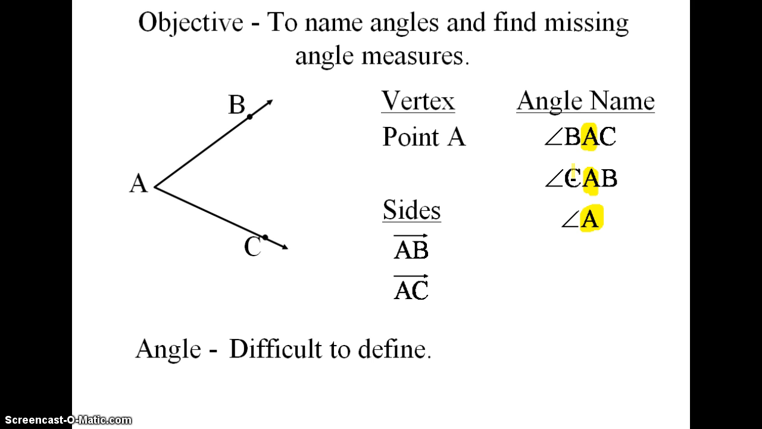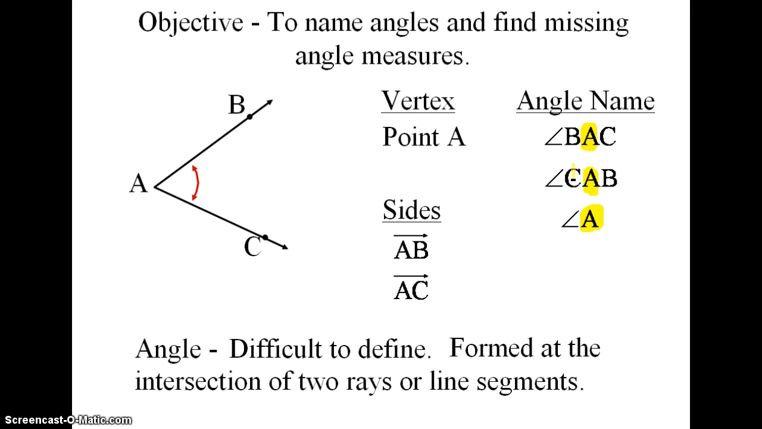The angles that I see may be difficult to find, but we can basically say that an angle is formed at the intersection of two rays or two line segments. Pause and write that down.